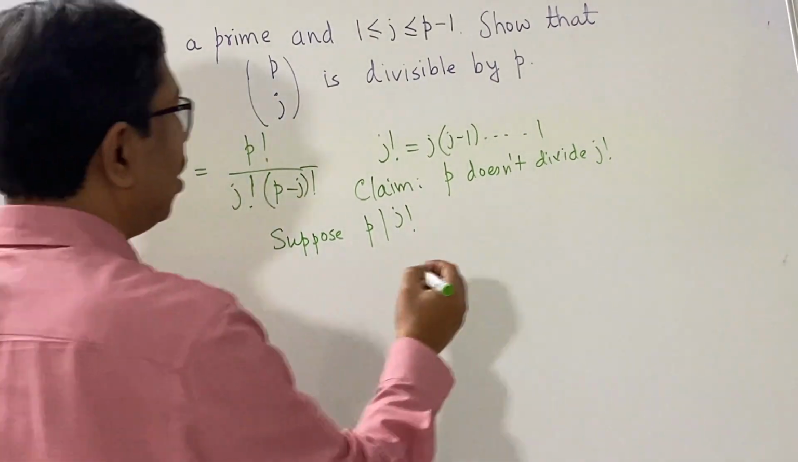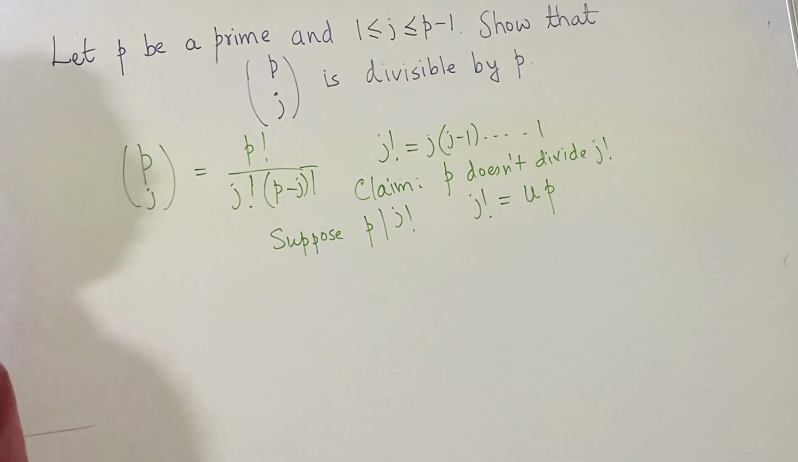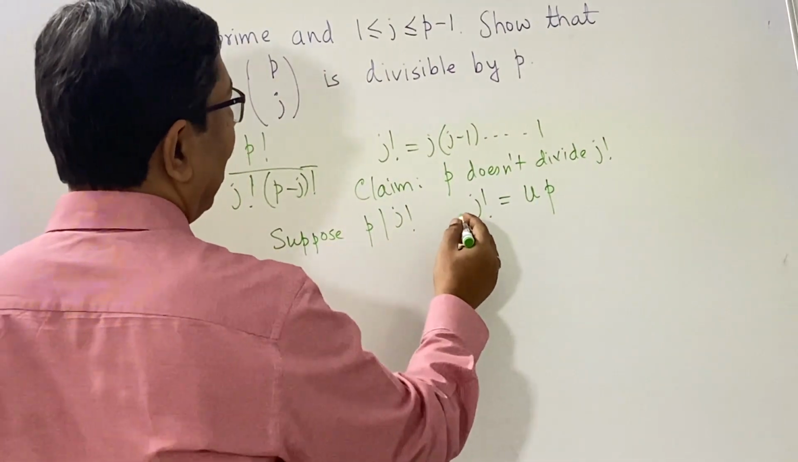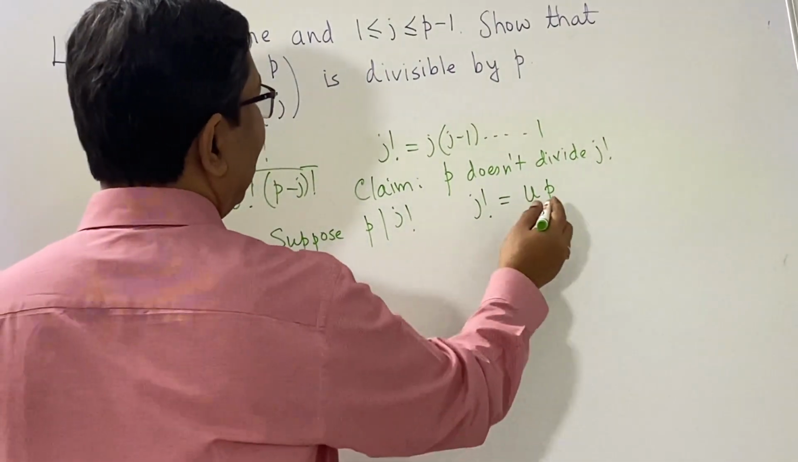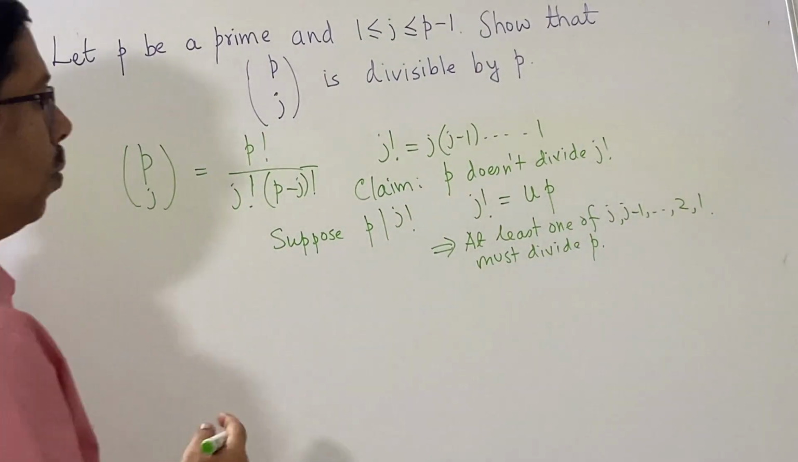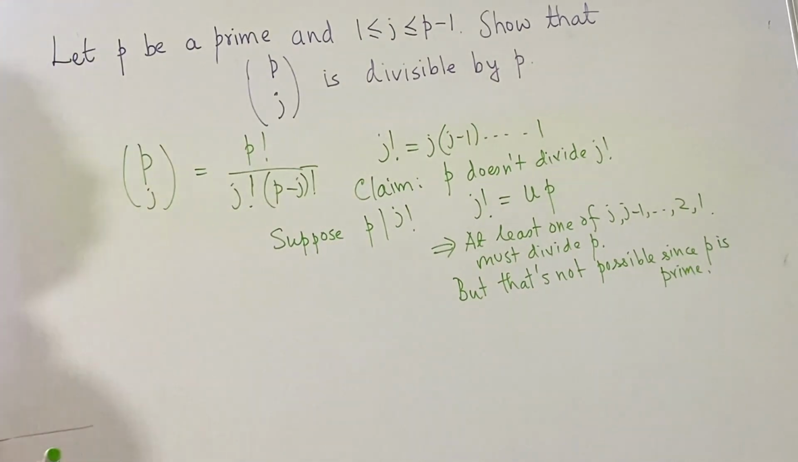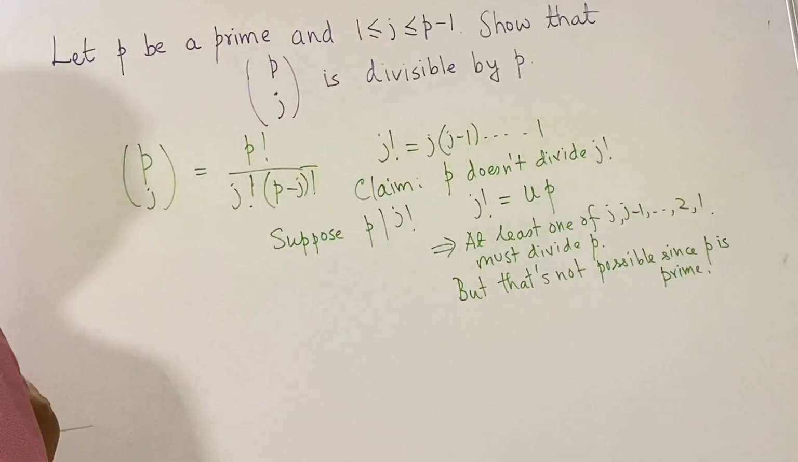So we can write J factorial as P times U, where U is a natural number. Now this means that at least one of these quantities must divide P. However, that is not possible since P is prime. So we have arrived at a contradiction. So P doesn't divide J factorial.